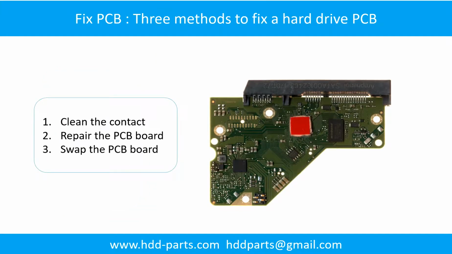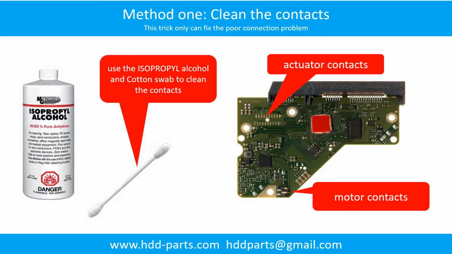3 methods to fix a hard drive PCB board. 1. Clean the contacts. 2. Repair the PCB board. 3. Swap the PCB board. Method 1. Clean the contacts. Cleaning the contacts on the PCB board and also on the hard drive can fix the problem caused by the poor connection between the PCB board and the hard drive.